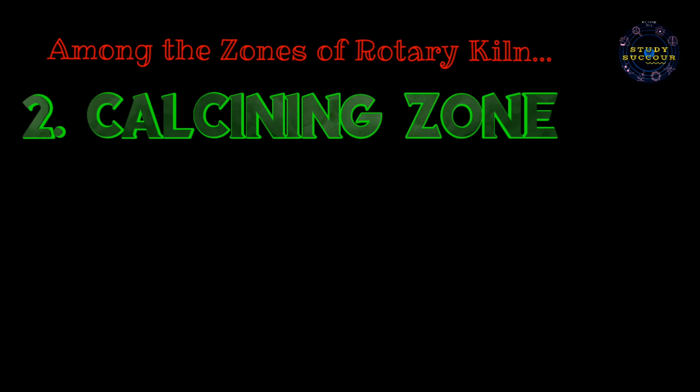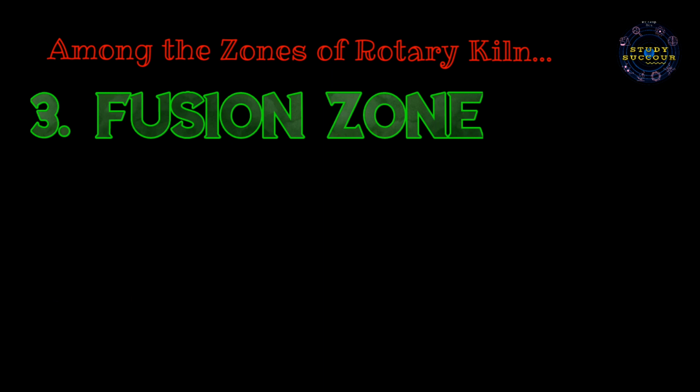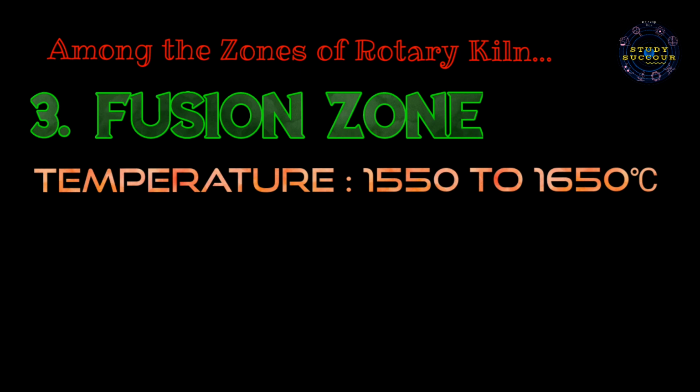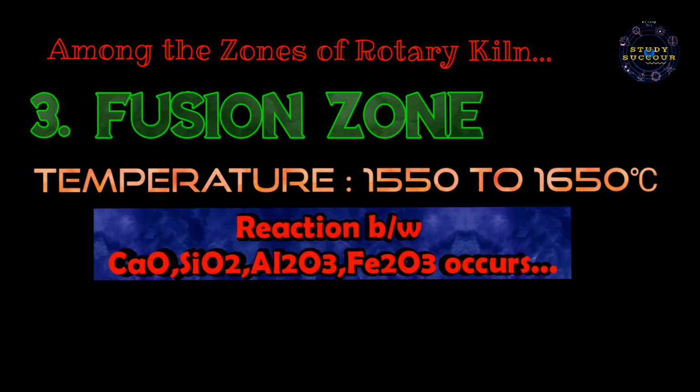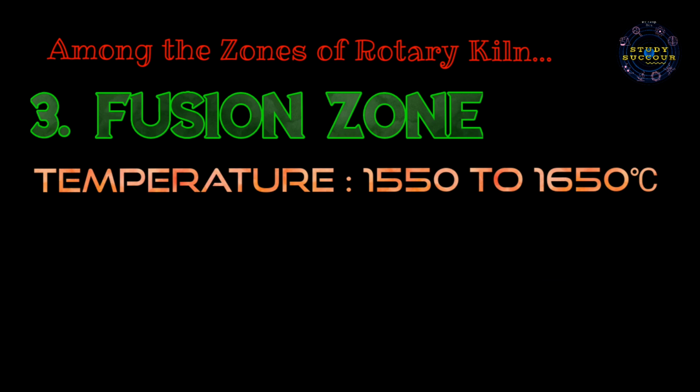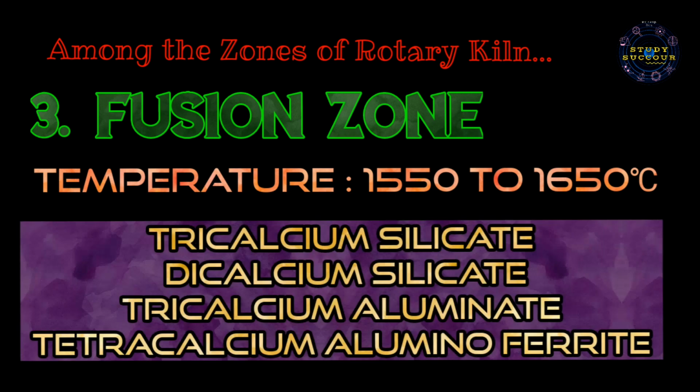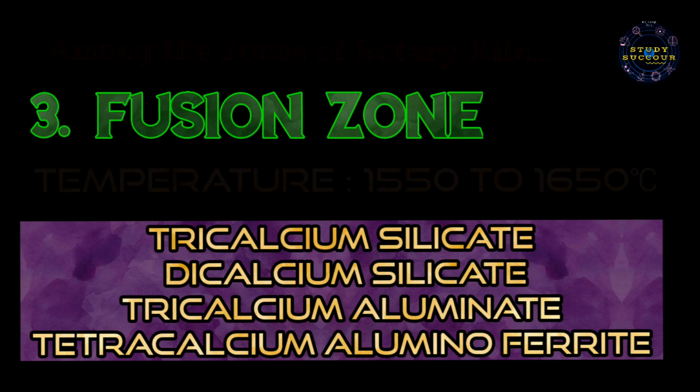Now the material descends from the calcining zone to the fusion zone. Here in the fusion zone the temperature is approximately between 1500 and 1650 degrees Celsius. Here calcium oxide, aluminium oxide, silica, that is silicon dioxide, and ferric oxide react with each other to form the components of cement, which were, as discussed, tricalcium silicate, dicalcium silicate, tricalcium aluminate and tetracalcium aluminoferrite. All these four compounds are formed.